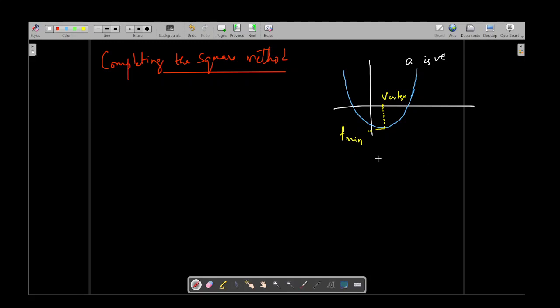Similarly, when the curve is looking down, a is negative. This is my vertex point, and this is actually f max. So now let us try to find this vertex point and the minimum maximum value using completing square method.